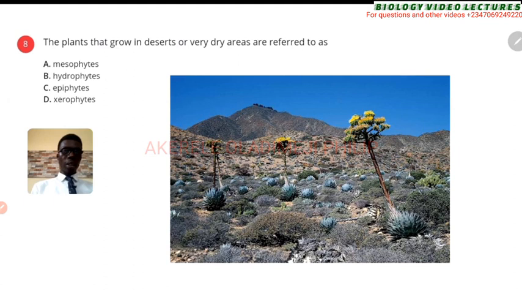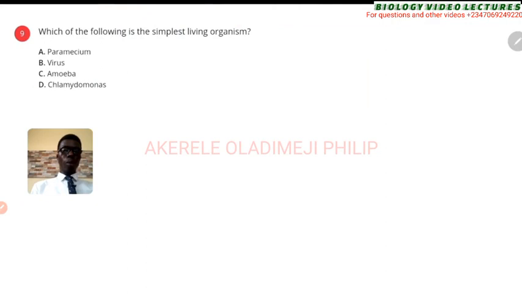Now, which of the following is the simplest living organism? From what we have here, the simplest will be viruses, even though it's a confused entity. The answer is B. Why are the rest confusing? Because for some reasons it can be a living thing, and for some reasons it can also be a non-living thing, based on what's available to it. Virus is not really classified as part of the kingdoms of living things because it exhibits both a living entity and a non-living entity.